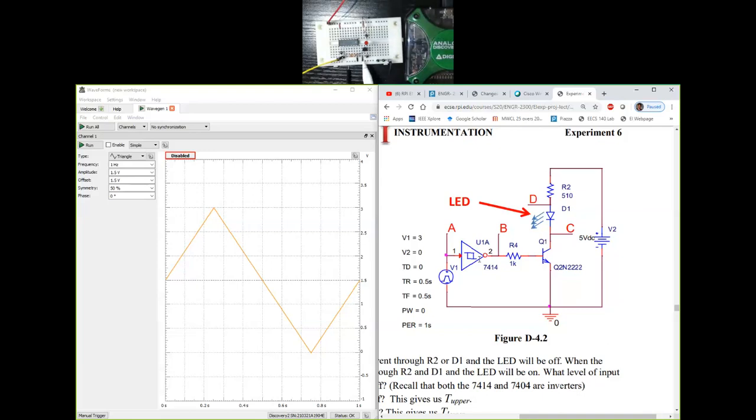I've connected the emitter to ground by using that black wire right there, and I've connected VCC to plus 5 volts using that, and I've connected R2 to plus 5 using that. So that's as far as building of the circuit goes. I've already set up my wave generator, so it should technically be ready for me.